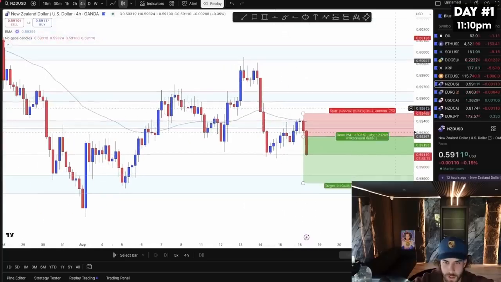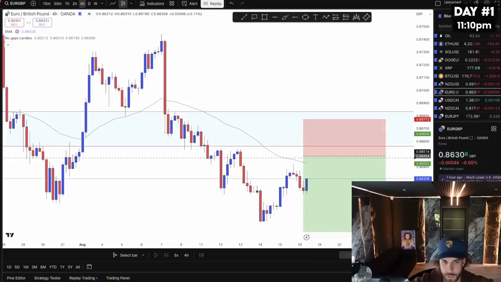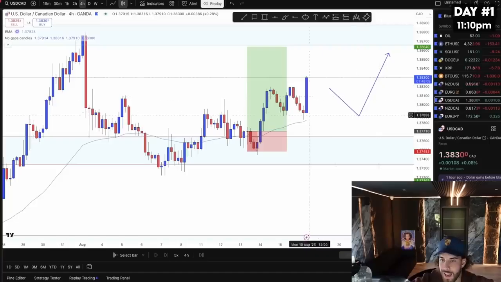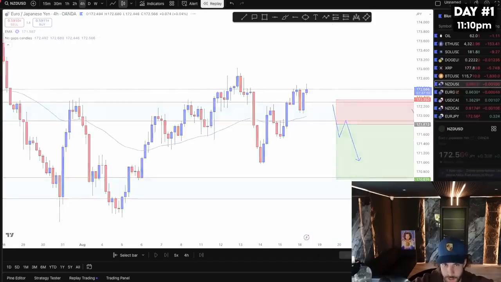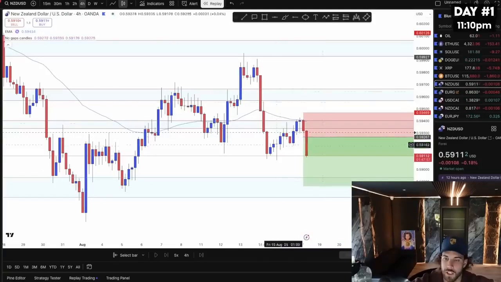So moving very nicely. Euro GBP, we're on our way to the area of interest. USD CAD had a reaction from this area. They don't really care about this one. NZD CAD still waiting for the break and retest below. And Euro JPY, nothing. So NZD USD for now, we're gonna set and forget.